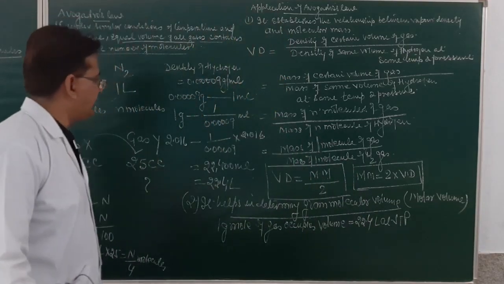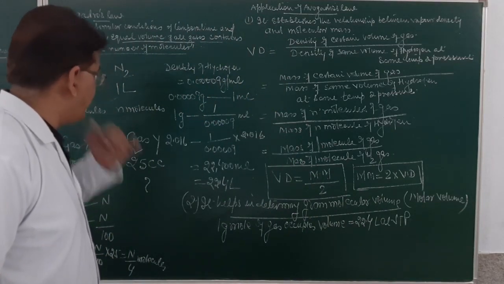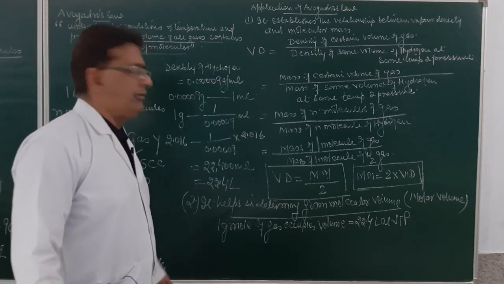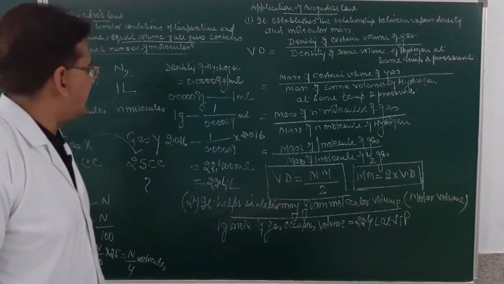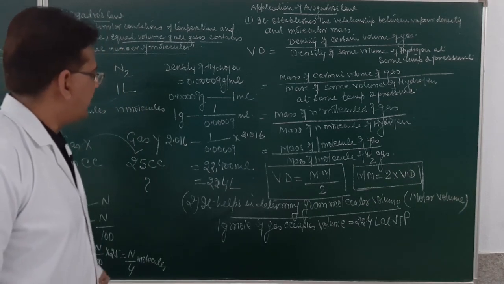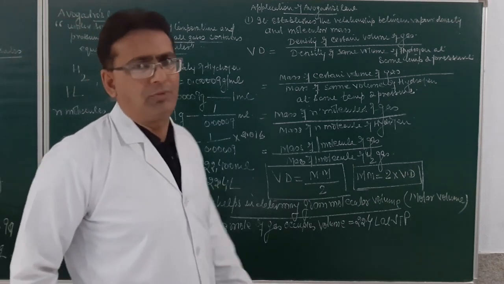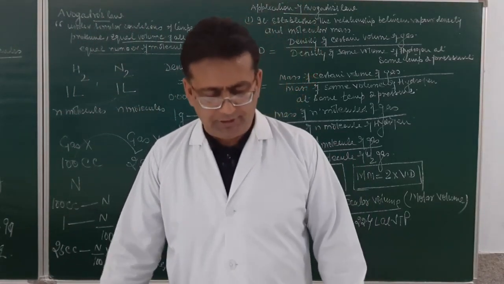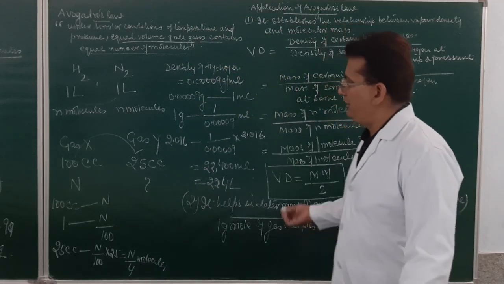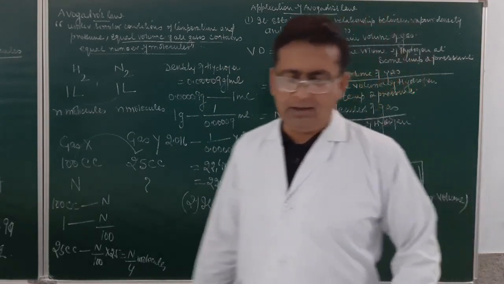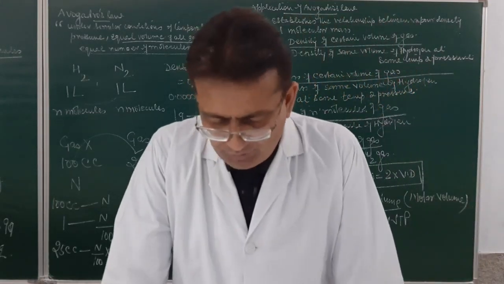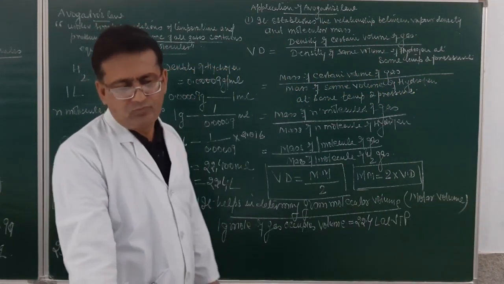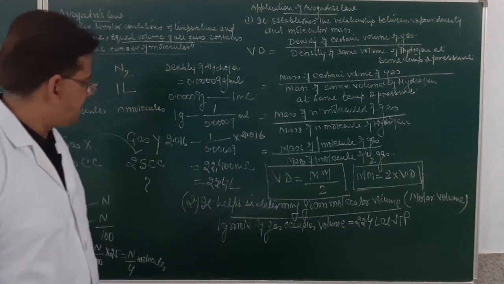How have I established this? I have tried to establish it by using Avogadro's law, which says that when the volumes are the same, the number of molecules will also be the same. And somewhere it also helps in establishing the relationship between the molar volume and the molecular mass and the vapor density. Molecular mass and the vapor density.